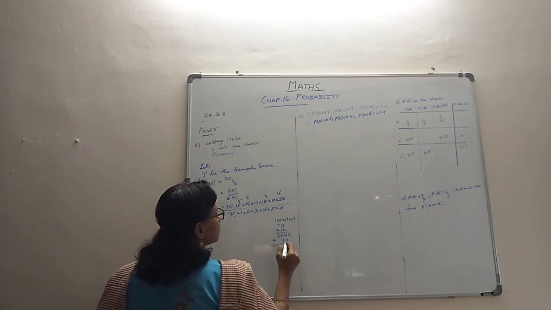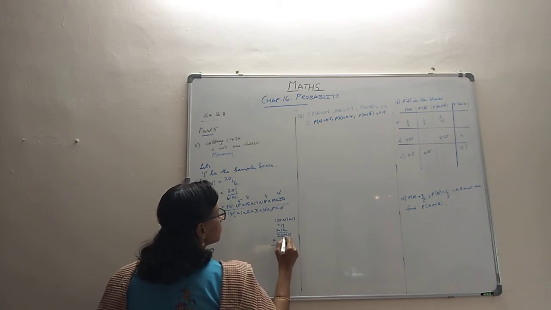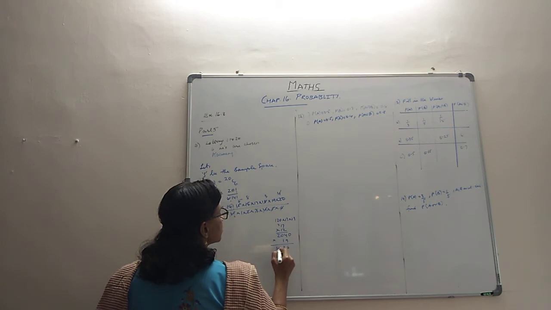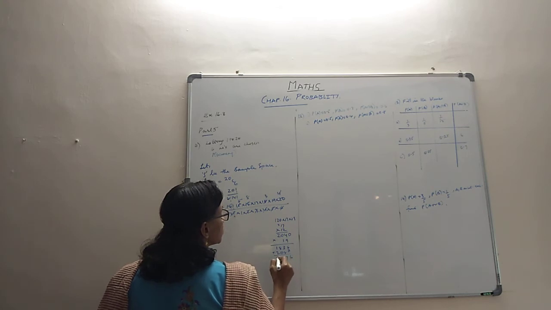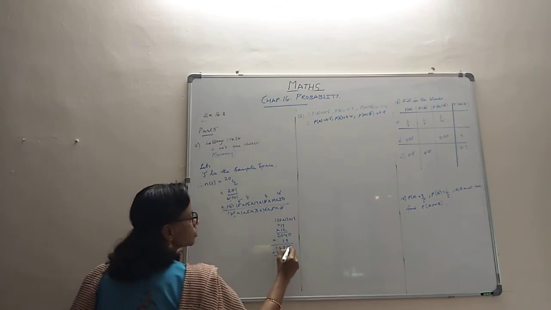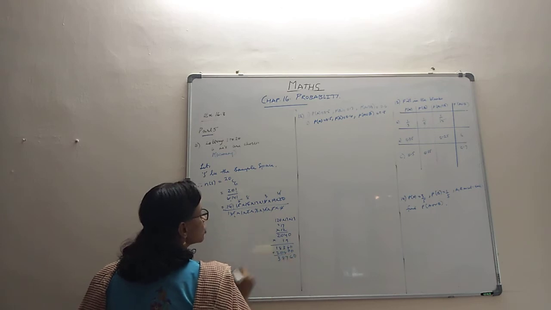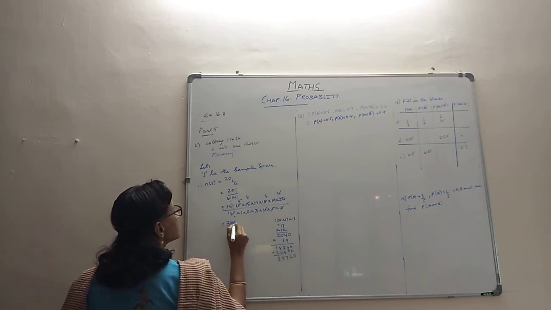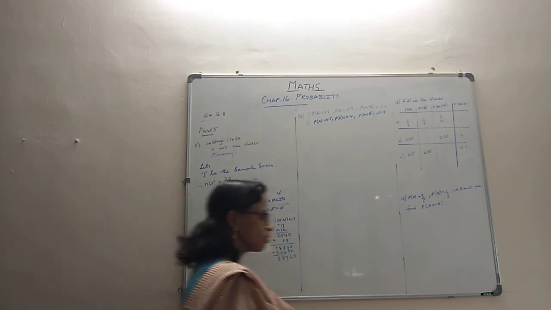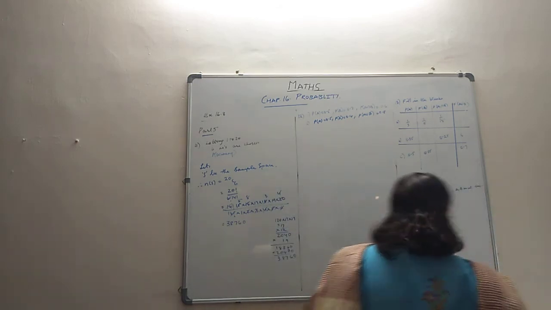So 9 4s are 36, 9 2s are 18, and then 204. 3876, and that 0 continues everywhere. So it's 38760. That's the total number of elements in the sample space.